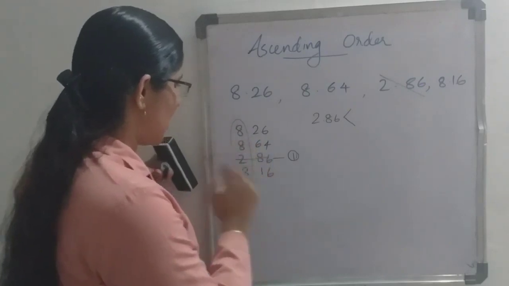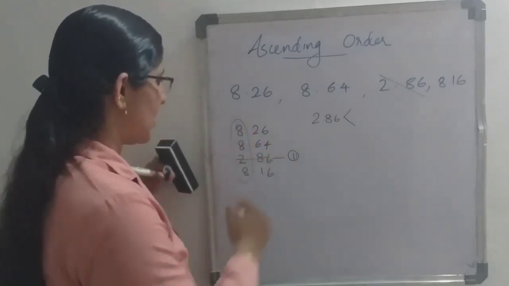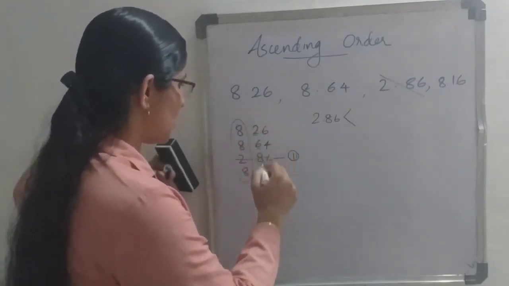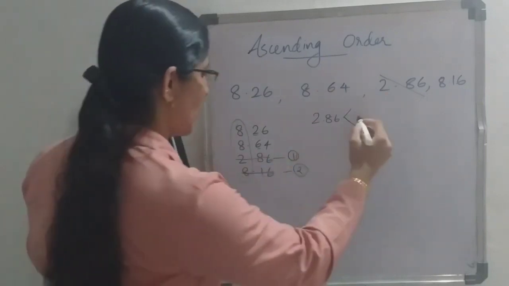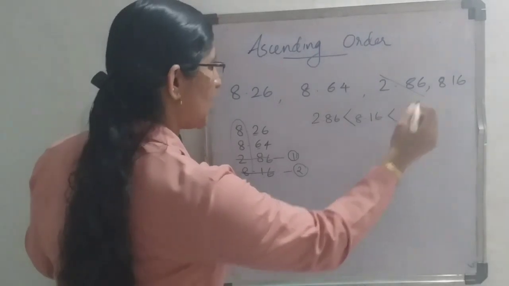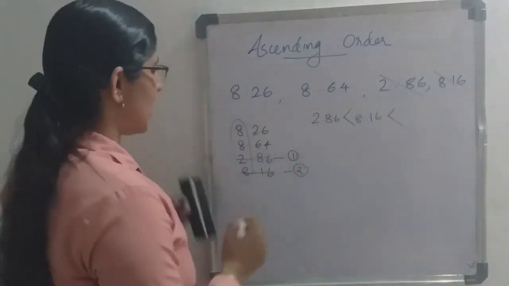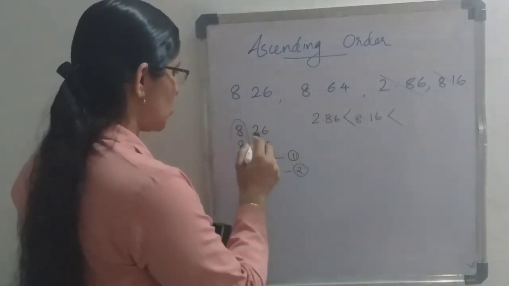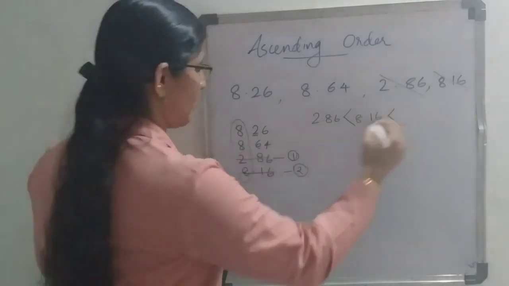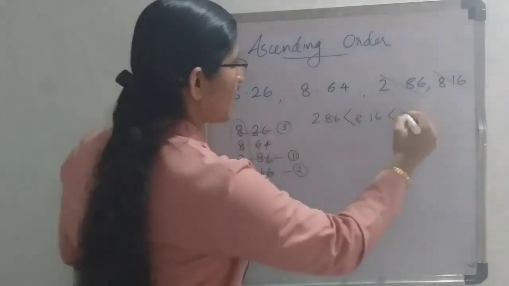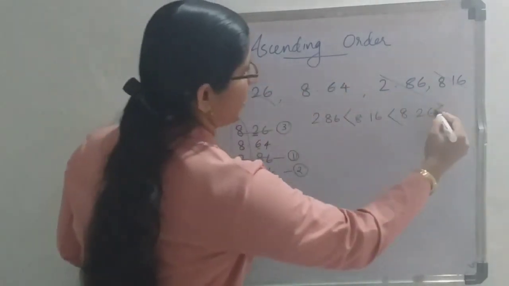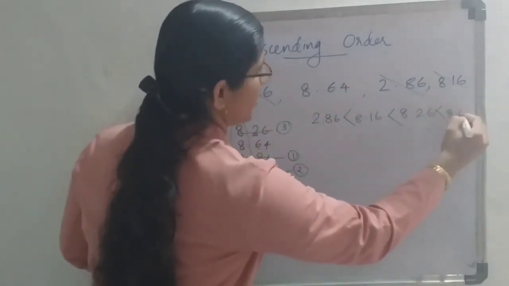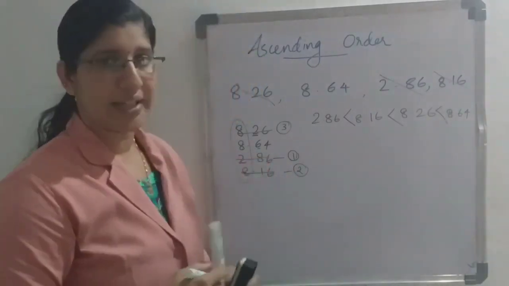Next 8, 8, 8. Both are starting from 8. Then look at the next number, 2, 6, 1. So 1 is the smaller number. So 8.16. Okay, that is also cut. Two numbers are left, 8 and 8. 2 and 6. 2 is the smaller number. So this is the third number, 8.26. Next 8.64.